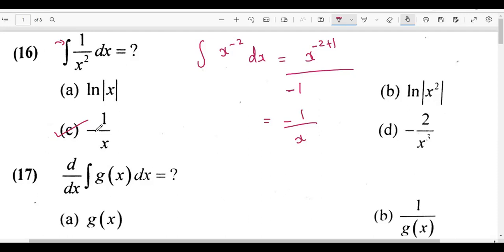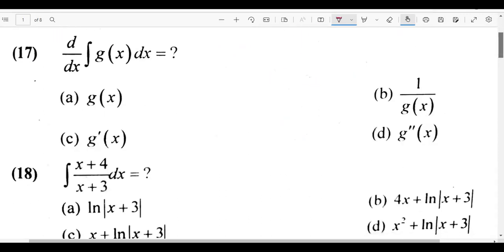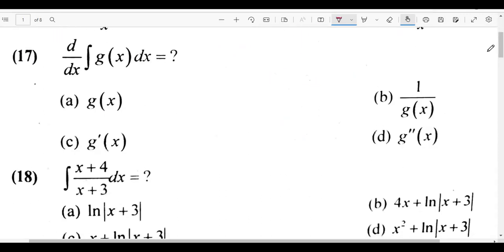It is clear. Okay. Now for the 17th question, you need to integrate g of x with respect to x, and then they are differentiating it as well. Since we know that integration and differentiation are opposites of each other, the answer would be the function directly, right? A. Very good. Very well done.